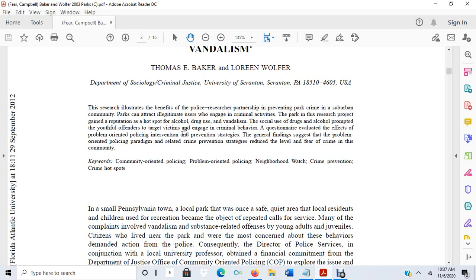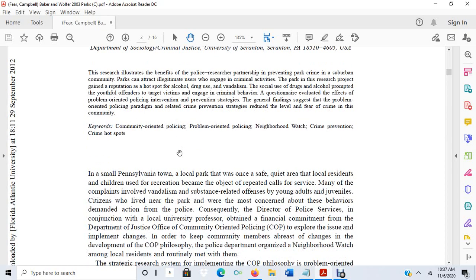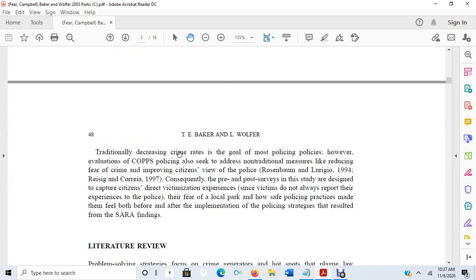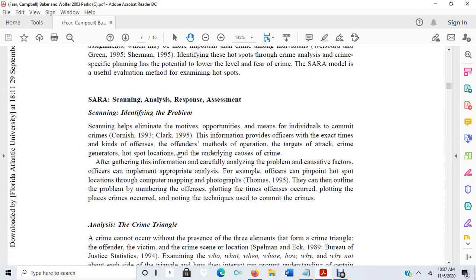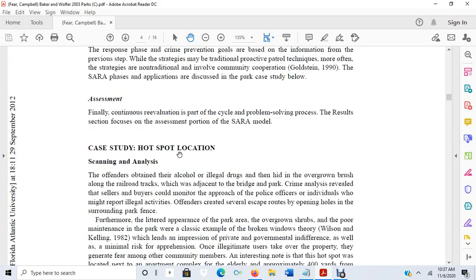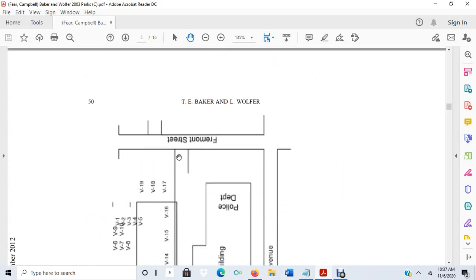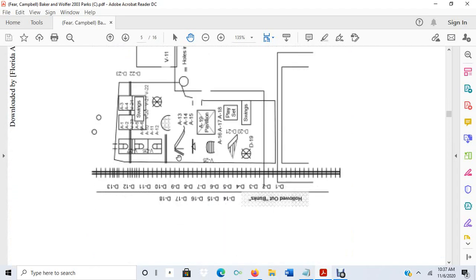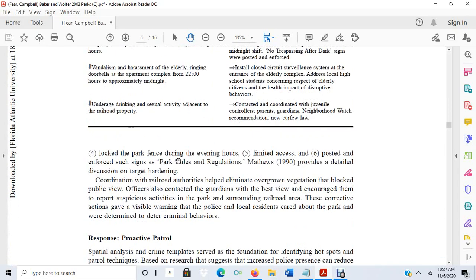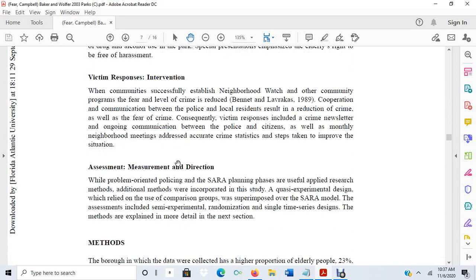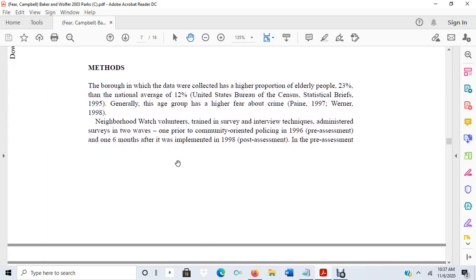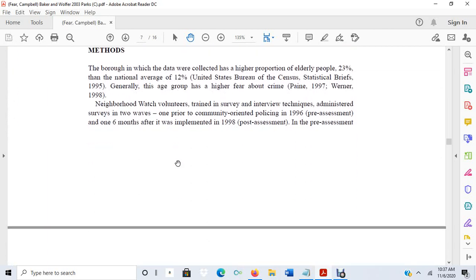Some journals don't require it, and some journals maybe make them include certain things in the abstract or exclude certain things. So regardless, it's not in the abstract. So we're going to go down to the methods section and see if we can find any clues. So here's the methods section of the article.